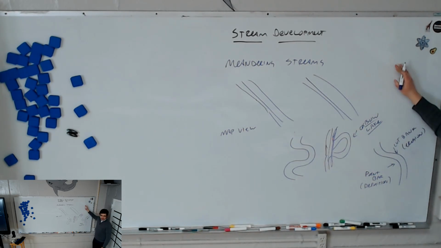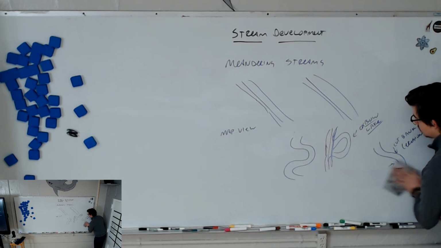Do you have questions? I'm going to expect you to know cut bank, point bar, and Oxbow Lake and how each of those things form and why. You got that pretty good? Okay. Let's move on to the next thing real quick.